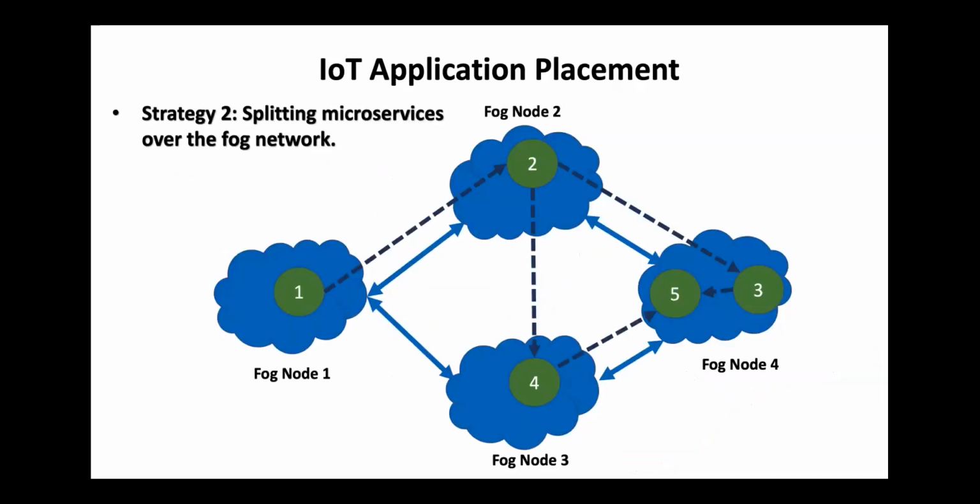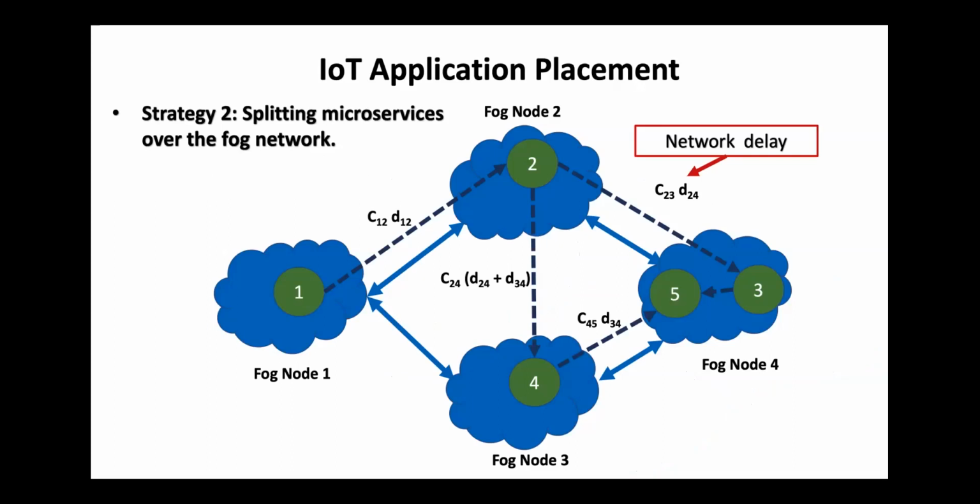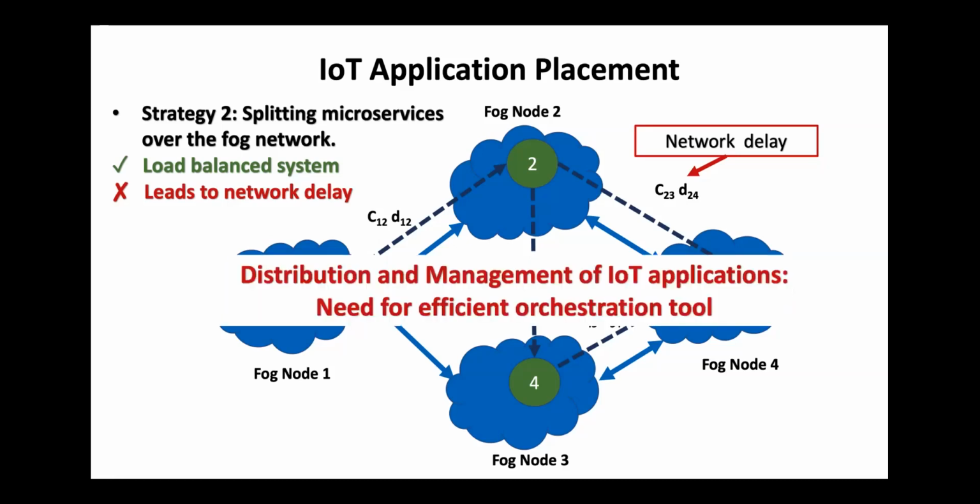The second strategy is to split the microservices over the network. This leads to data exchange between the microservices over the network, which contributes to network delay. This strategy results in a load balanced system, but at the same time increases the network delay. We want low energy consumption at fog nodes and low network delay of the application. So these dual objectives present a trade-off. And thus, the distribution and management of IoT applications requires an efficient orchestration tool.